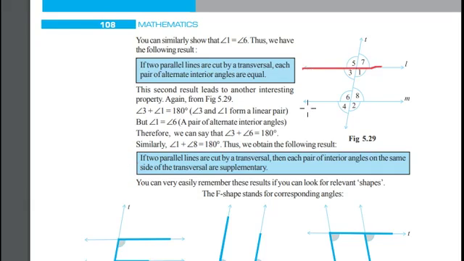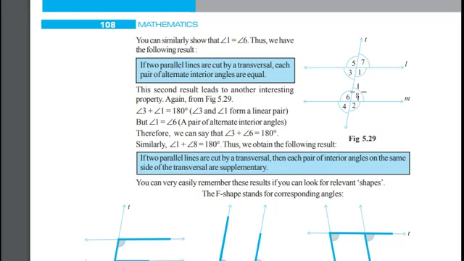These are the two parallel lines. If two parallel lines are cut by a transversal, then each pair of interior angles on the same side of the transversal are supplementary. 1, 3, 6, 8 are interior angles. Sum of measure of angle 3 plus measure of angle 6 should be equal to 180 degrees. Similarly, sum of measure of angle 1 and measure of angle 8 must be equal to 180 degrees. Now let us prove this.